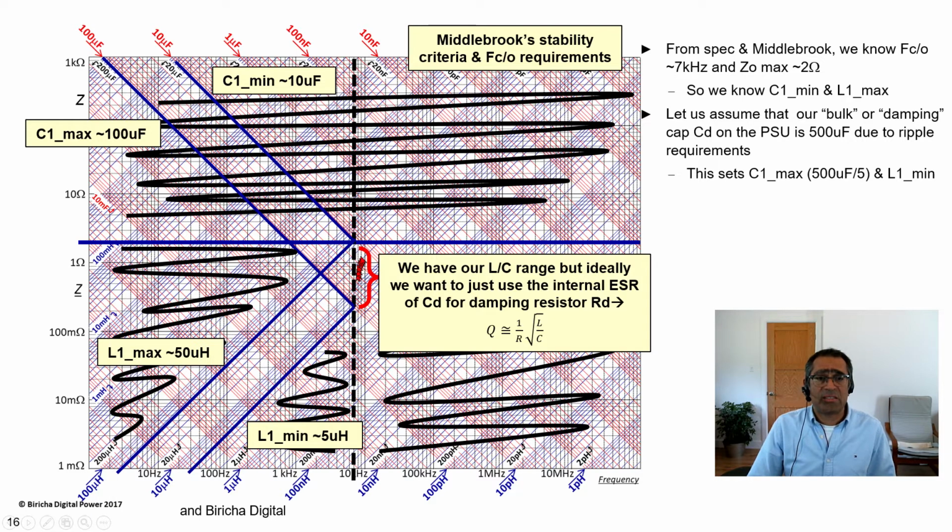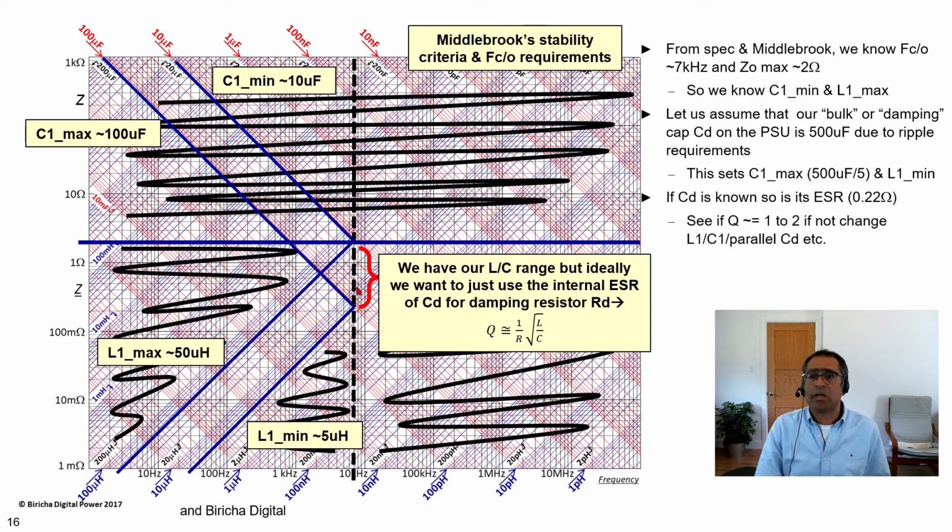between these two limits. Now, these are perfectly reasonable limits from the massive expanse of component values that we initially had. We have our LC range, but ideally, we want to use the internal ESR of the damping capacitor in order to damp the Q so that we don't have to solder an extra resistor in series with the damping capacitor. Okay, so if CD is known, in our case 500 microfarads soldered on the board, then you also know its ESR. In our case, it's around 200 milliohms.